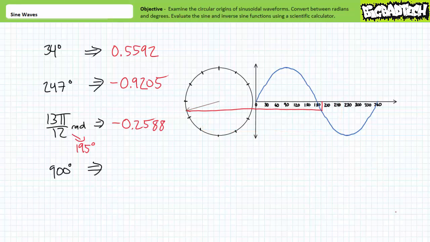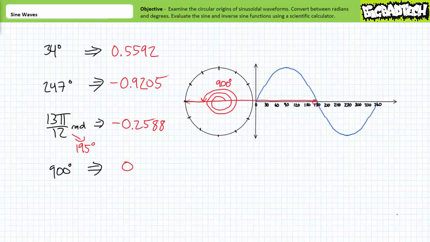The sine of 13 pi over 12 in units of radians would be equivalent to the sine of 195 in units of degrees. This value is negative 0.2588. This position on the circle and sine function would be right about here. Again, note our value is negative because we're below the x-axis. Additionally, note we first needed to convert from radians to degrees because our calculator assumes every number we enter is degrees.